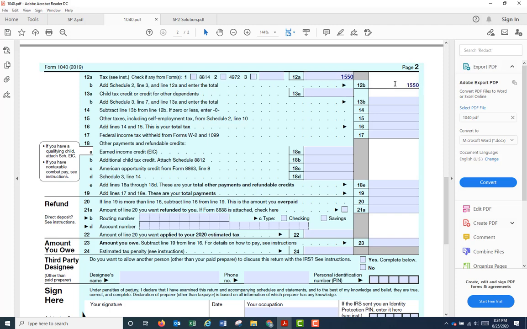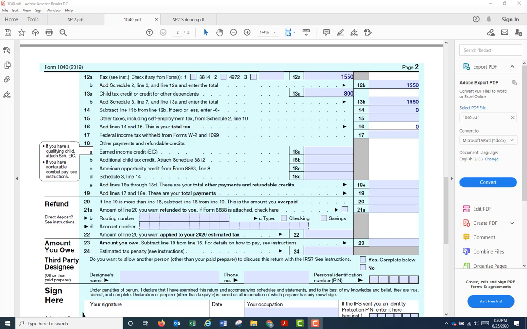Then 13A is the child tax credit, which we have determined to be $800. And from Schedule 3, line 7, that's $750 from the child dependent care credit. And $750 plus $800 is $1,550. Line 14 then is 0. Line 15 are the taxes not applicable in this problem, so that's 0 or blank.